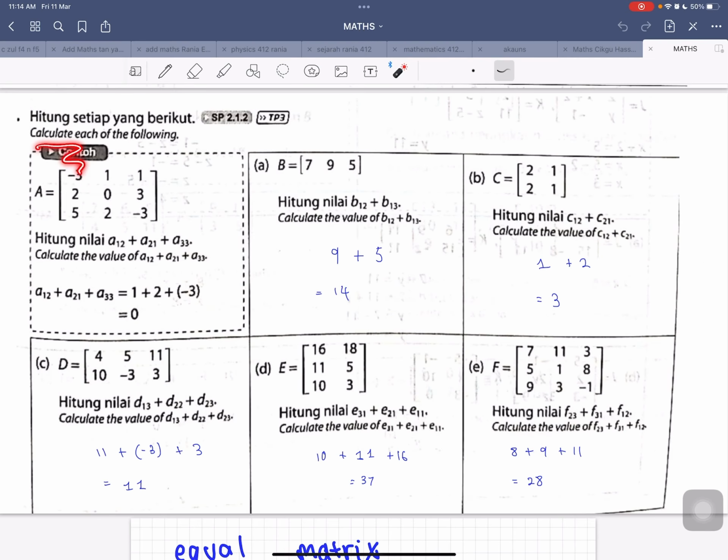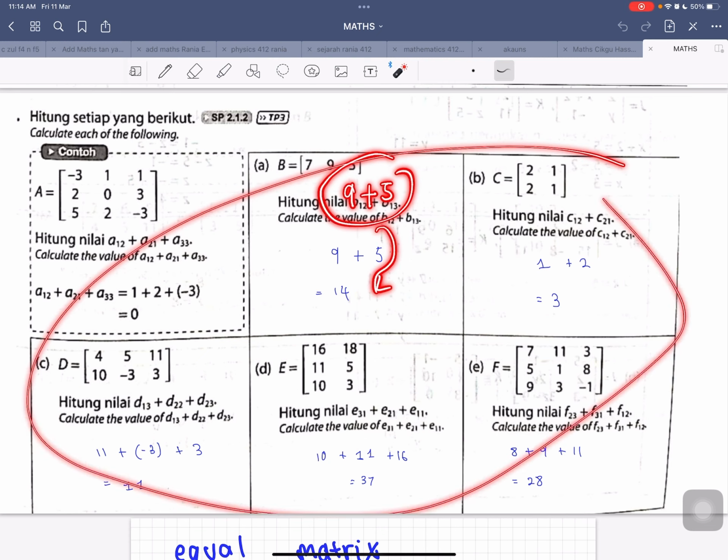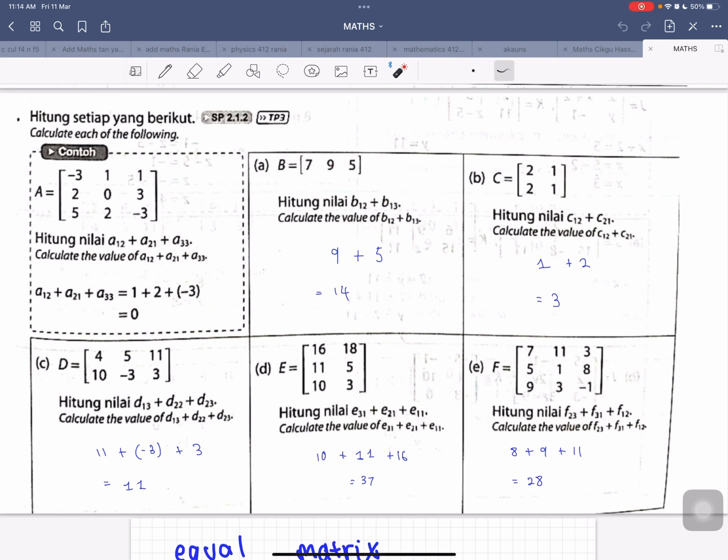Soalan suruh calculate each of the following. Okay, calculate the value of b12 and b13. b12 is 9, b13 is 5. 9 plus 5 equals 14. Same goes to the rest of these questions. I'm sure you guys can do this very well by yourself.